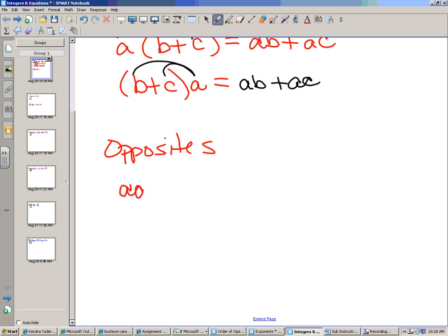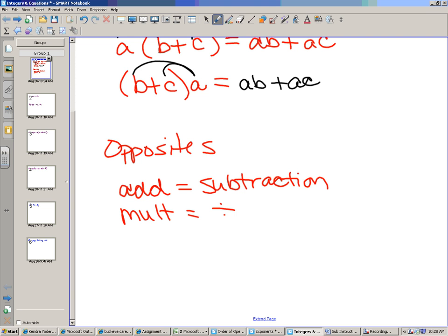Also, opposites. The opposite of addition is subtraction. Opposite of multiplication is division. Opposite of division is multiplication. Opposite of subtraction is addition. I don't know why I just did them all weird like that with signs and words. It's all good, right? Okay.